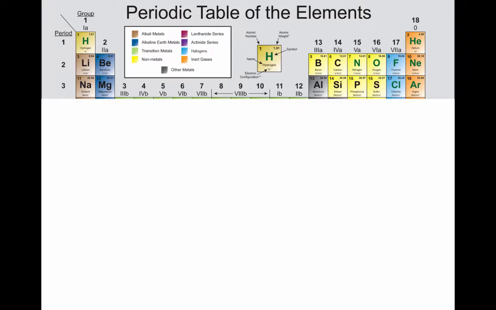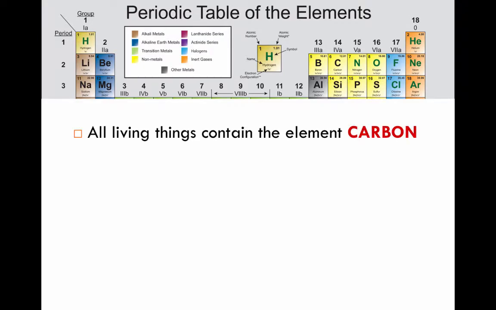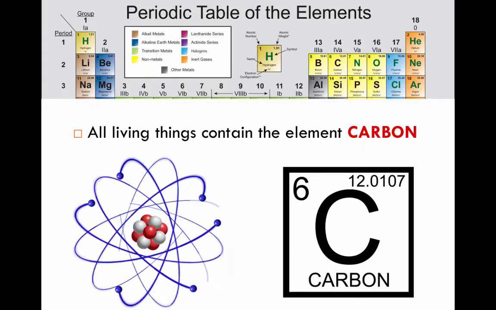The one element that you have to be familiar with is carbon. All living things on Earth contain carbon. So yourself, your dog, the trees outside, the mushroom on the ground, all of those contain the element carbon. Carbon is very, very important. So a good question would be, how do you know if an object came from a living thing? Well, if it contains carbon, it must have been from something living.